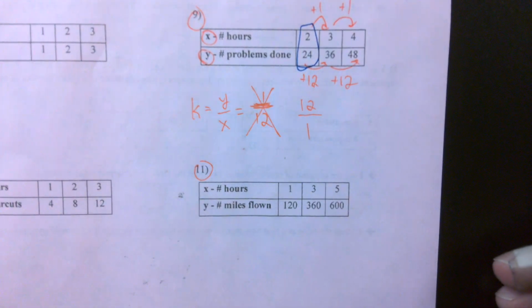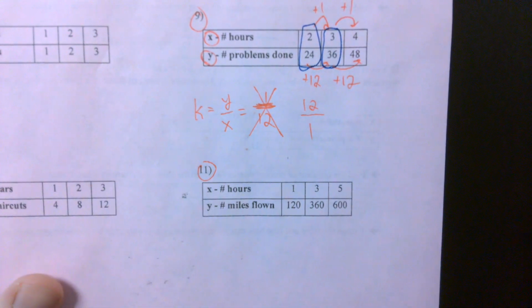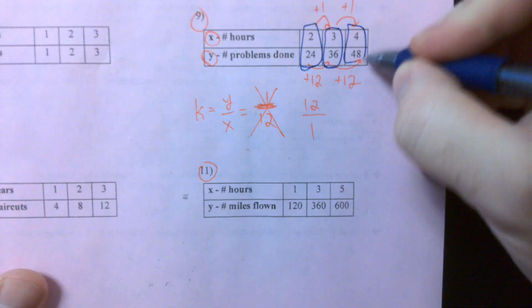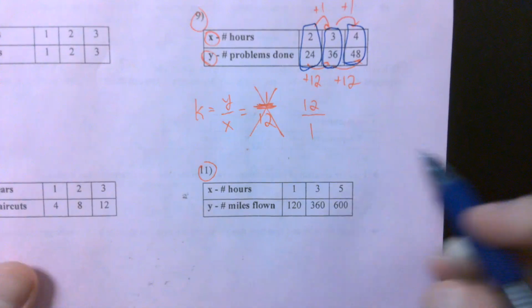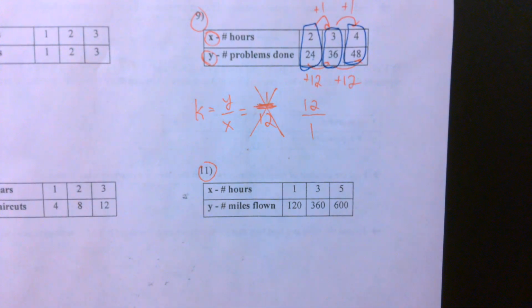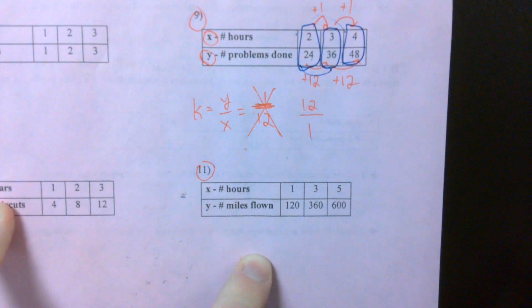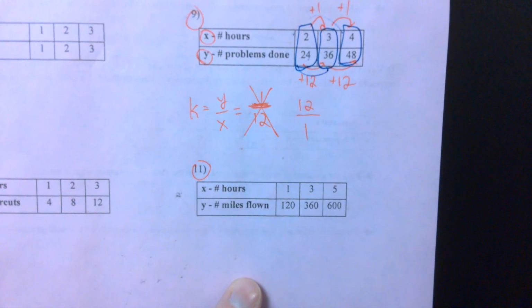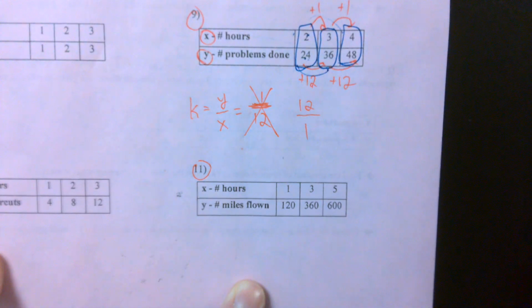What did you get when you divided 24 by 2? 12. What would I get if I divided 36 by 3? 12. What would I get if I divided 48 by 4? 12. Because this is a proportional relationship, my constant change in Y is always going to match up with my constant change in X, so yes, you can do it the way Ayana did it. You can take the first Y value, put it over the first X value, and simplify it.